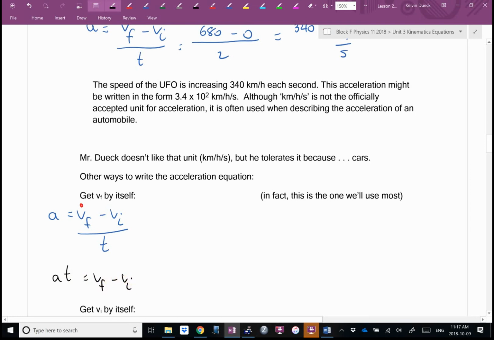Dakota, what are we trying to get by itself? What else is on the same side as the vf? a minus vi. How would I minus the vi? How would I take care of the minus vi? Yes. We get this. There was an at. What do you say we're going to do with the vi?